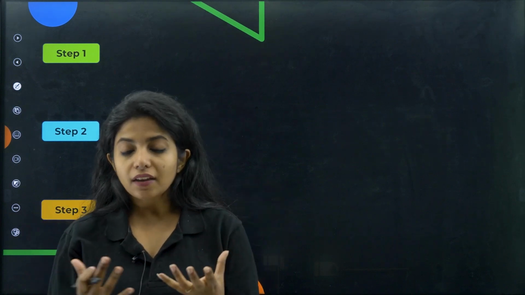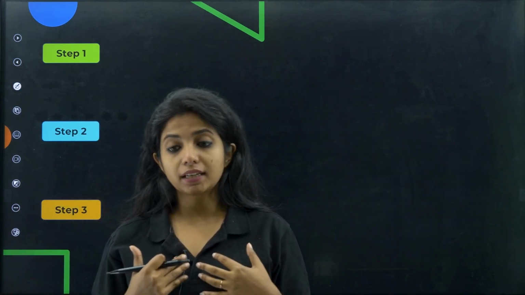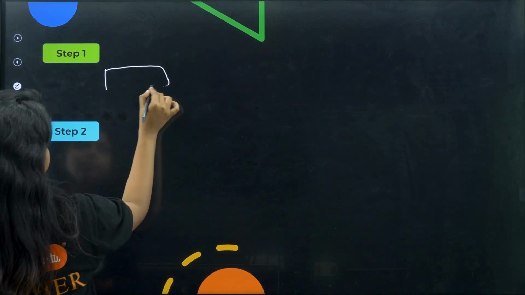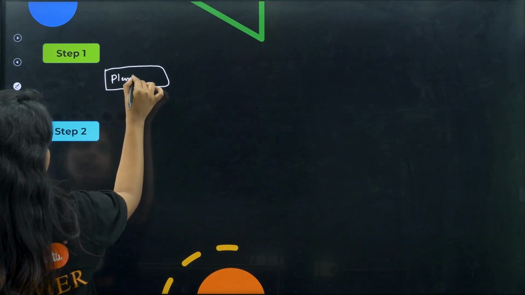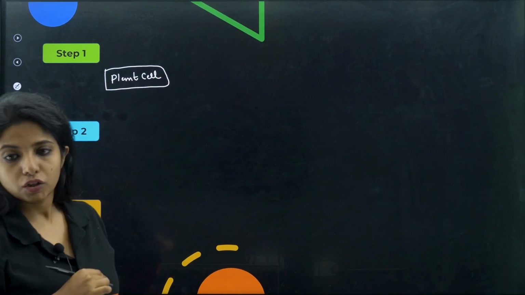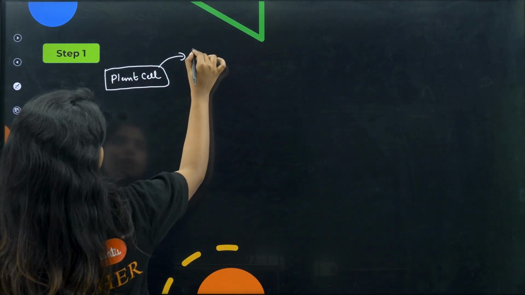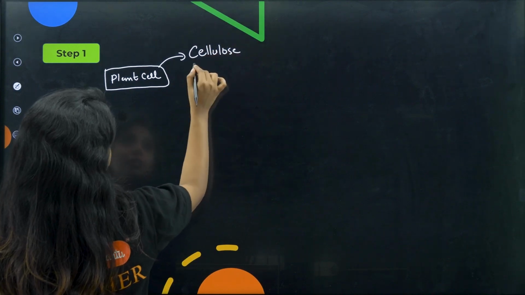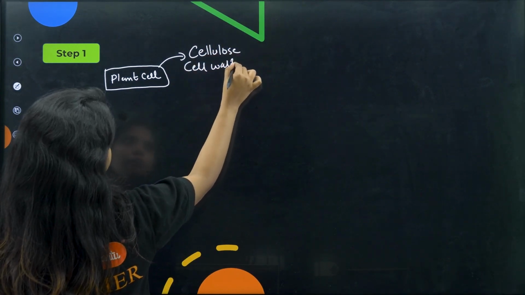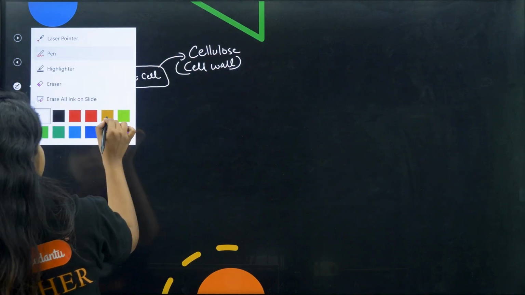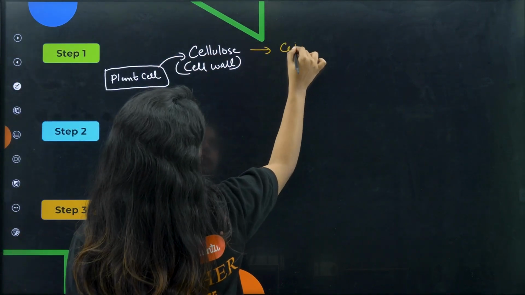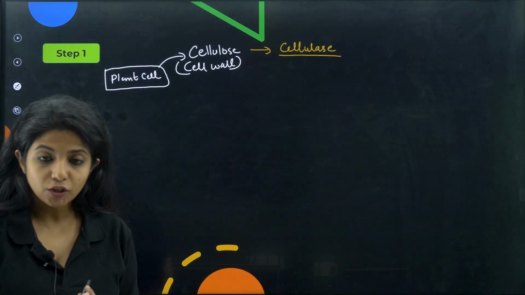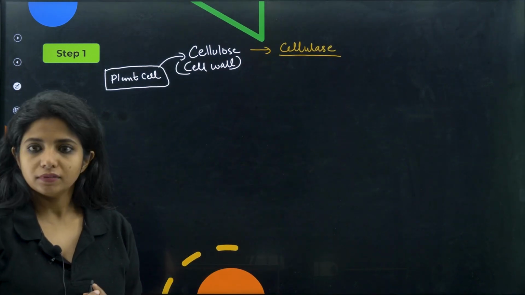Now children, the cells could be different. For example, I am taking a plant cell's DNA. This is a plant cell. A plant cell has an outermost layer formed of cellulose, which is known as the cell wall. To break this cellulose, I need an enzyme called cellulase.